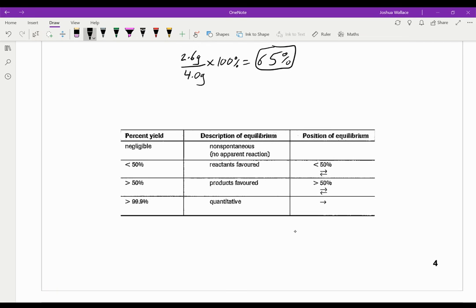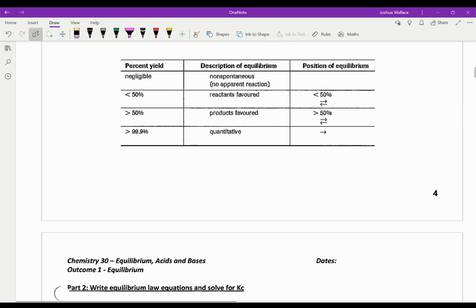So if our percent yield is negligible, it means it's non-spontaneous, which means that no apparent reaction occurred. If our percent yield is under 50%, our reactants are favored. If it's over 50%, our products are favored. And if it's greater than 99.9%, then we have a quantitative reaction. We're going to talk a little bit more about this throughout. This is just kind of getting you a little bit introduced to it.